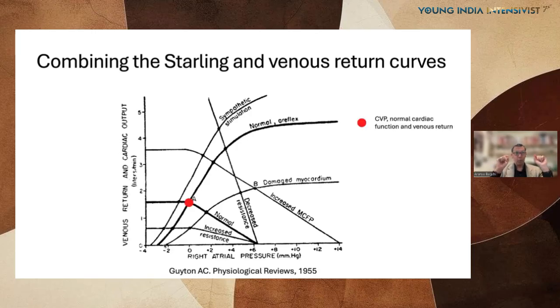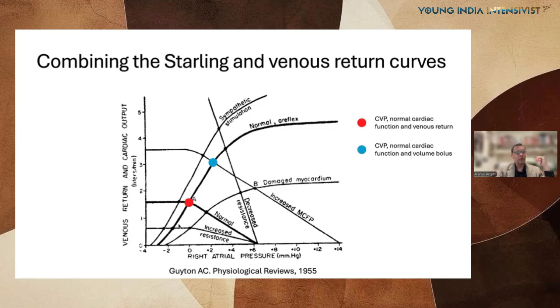One of his key insights was that the intersection of the venous return, so this is the normal venous return curve here, and this is your normal Starling curve, the intersection of these 2 points is where the venous return is equal to the cardiac output, and that, for a given set of conditions, is your CVP. So in a normal heart with a normal venous return, this red dot shows you the CVP, which is pretty low, as it normally is.